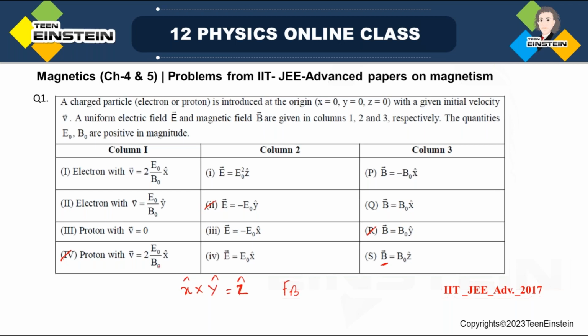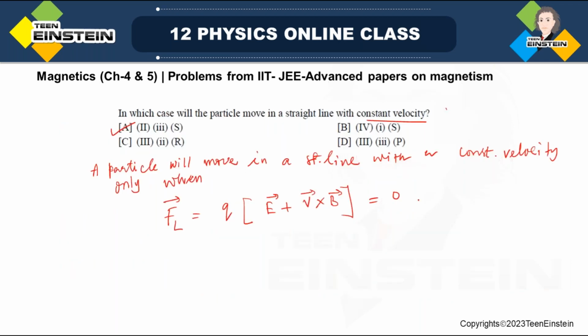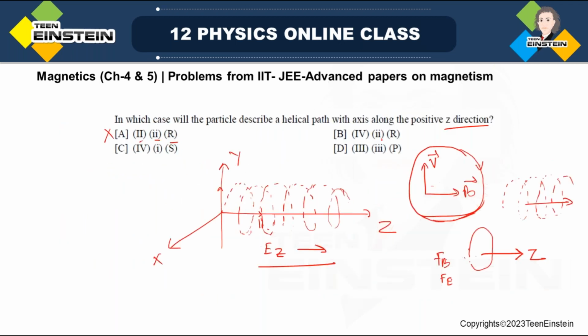The magnetic field is along the z cap. Then, another point is that this is along x direction, right? Electric field is along y direction. If the electric field is along y direction, then the helical path will not have its axis along the positive z direction. This is proton, so it will actually move forward in the negative y direction, not along the z direction. That's why this option also will not be correct. Okay, second option is not correct.